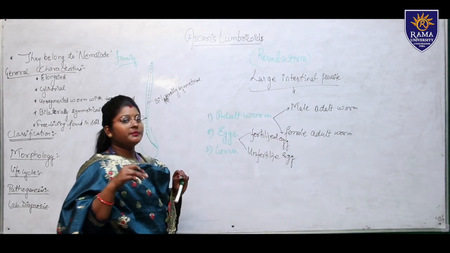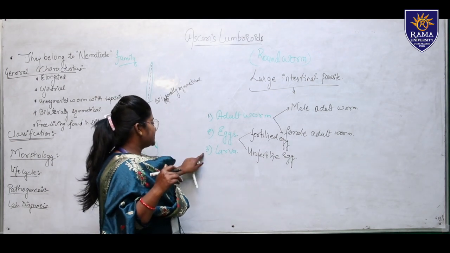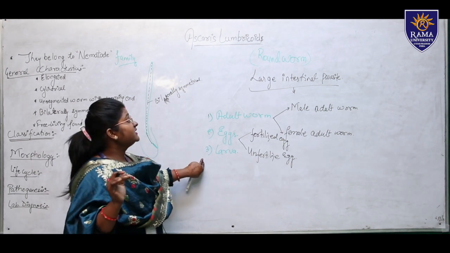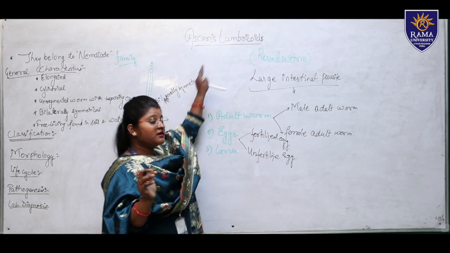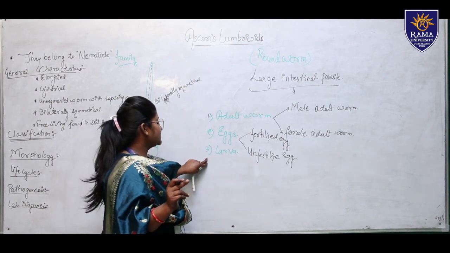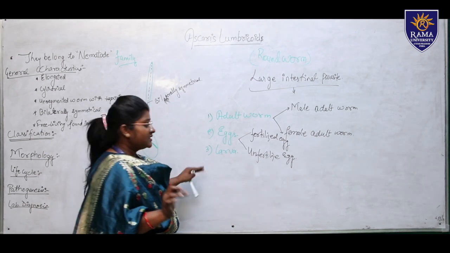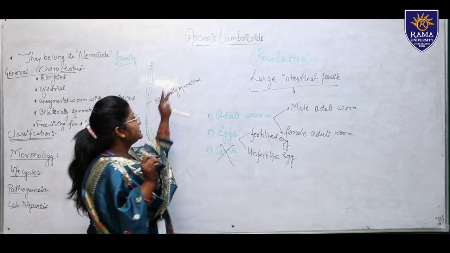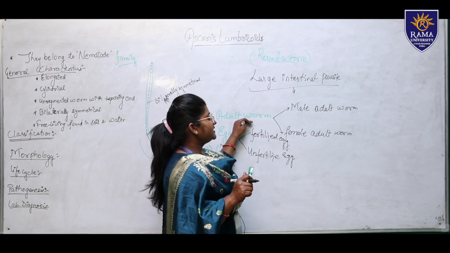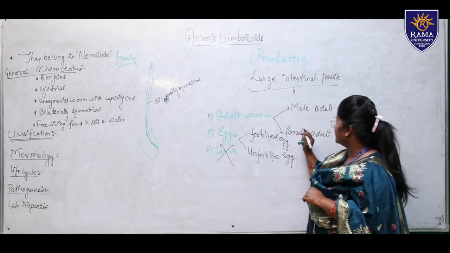So all the parasites which come under this nematode family have three stages: adult worm, eggs and larva. But in case of Ascaris lumbricoides, adult worm and eggs are seen, but the larval stage is not seen in this parasite. So now let's talk about adult worm. This adult worm is divided into two parts, that is male adult worm and female adult worm.